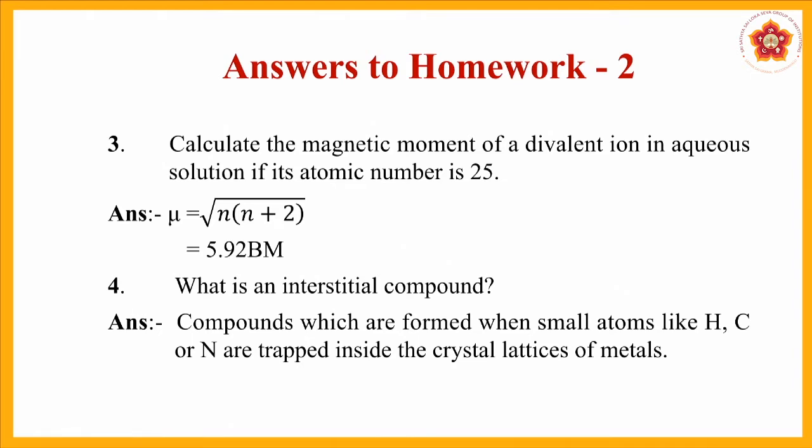The last question, what are interstitial compounds? We have already explained that these are compounds made up of these D block elements, but because they have spaces in between them, small atoms like hydrogen, carbon, nitrogen, which are generally available in the Earth's atmosphere, will go and occupy those small spaces that are present in these compounds.